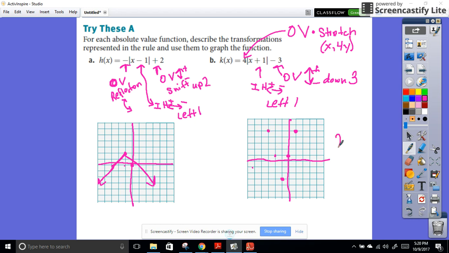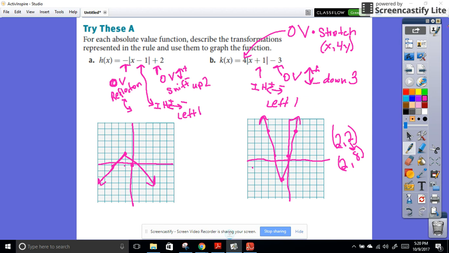It was over 2, up 2. So now we got to go over 2, up 8, because we got to multiply that times 4. Over 2, up 2 is what we would do; now we got to go over 2, up 8. We stretched it vertically.